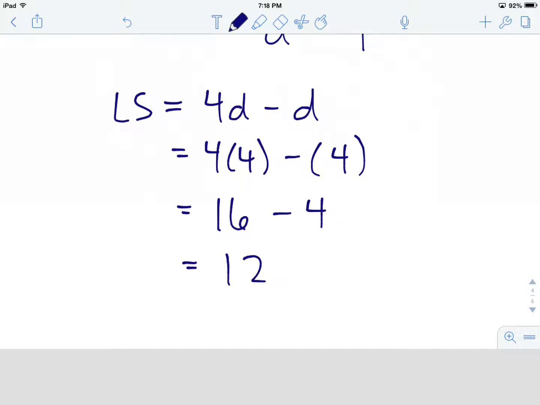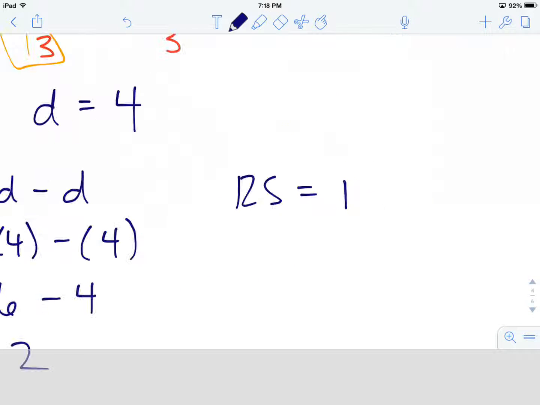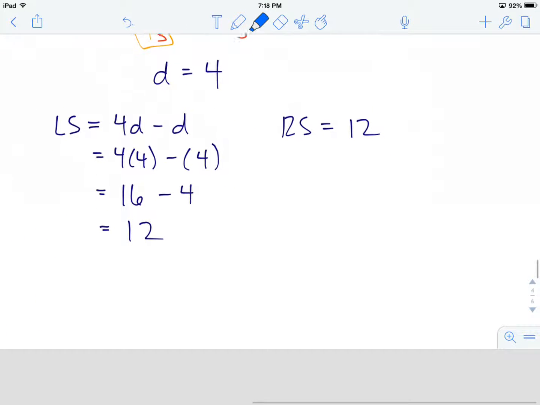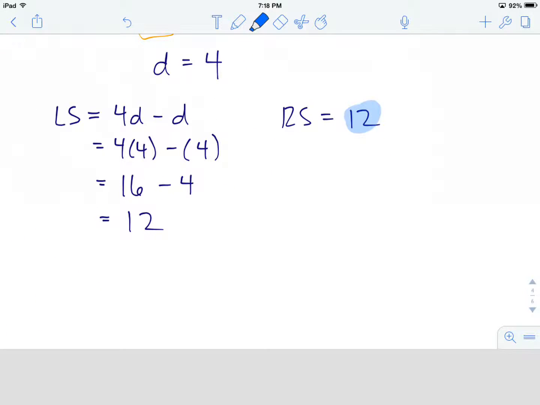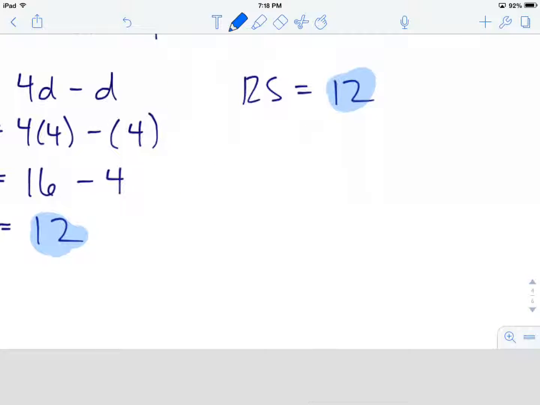So let's try the right side of our equation now. The right side of our equation is equal to 12. So again, let's have a quick gander. Right side equal to 12. Left side equal to 12. Therefore, the left side equals the right side. Happy face. All good things.